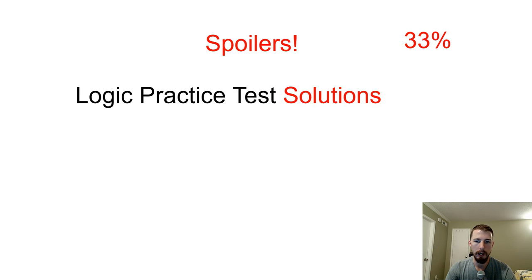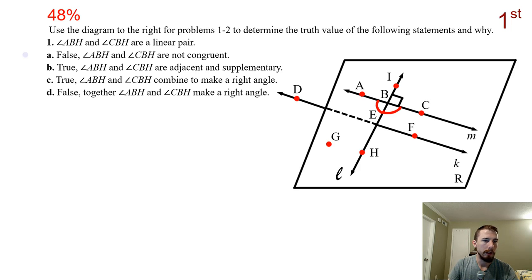So if you have finished taking the practice test, you can go through the solutions with me and you can see what you did wrong. All right, so on number 1, this is actually the most missed problem. We want to use the diagram to the right over here. Let me fix those real quick. All right, so it says that angles ABH and CBH are a linear pair. Well, first we need to know what is a linear pair. So a linear pair is a pair of angles that forms a line.